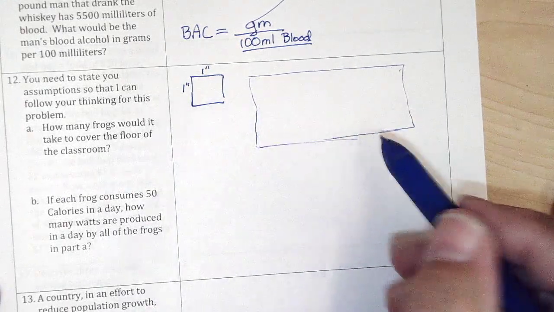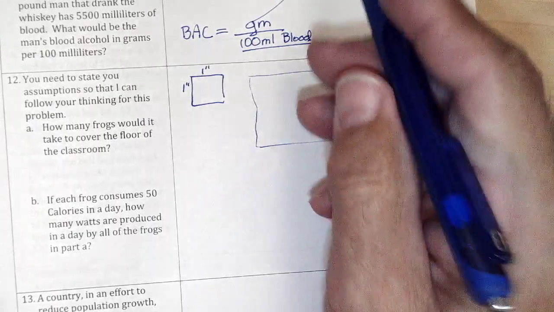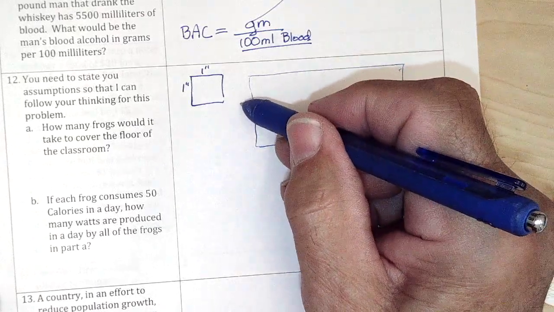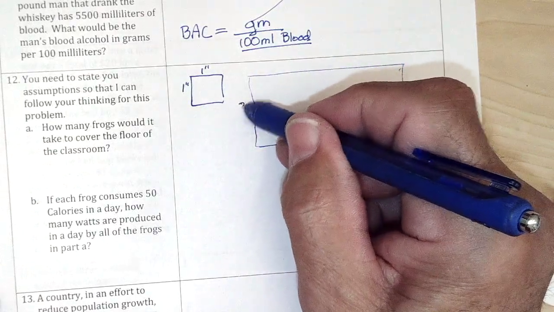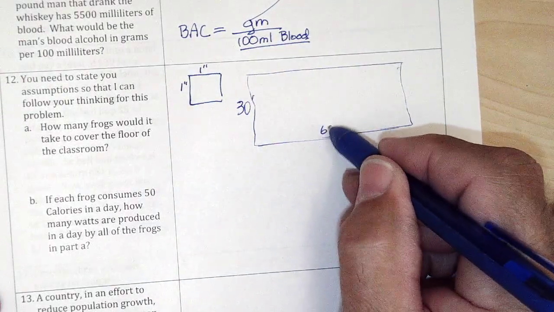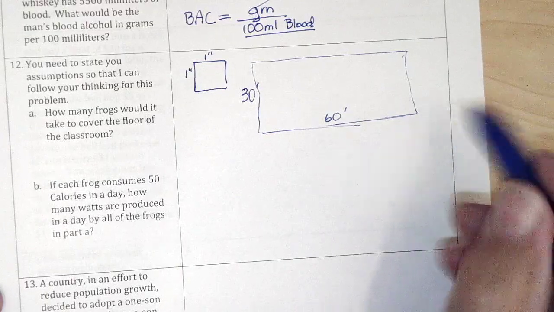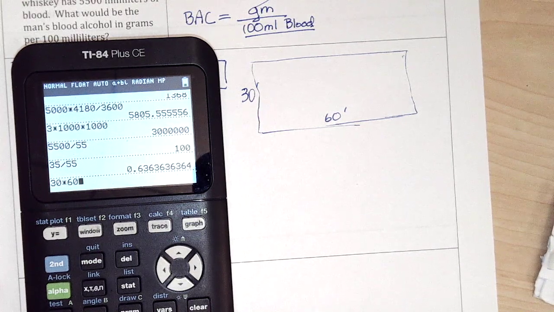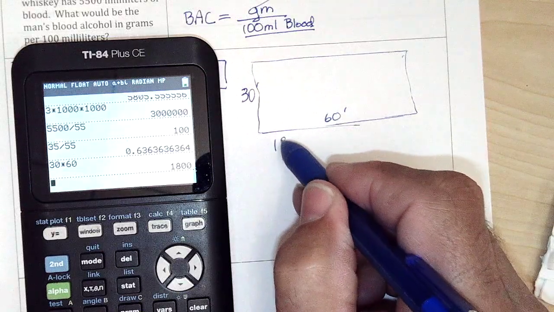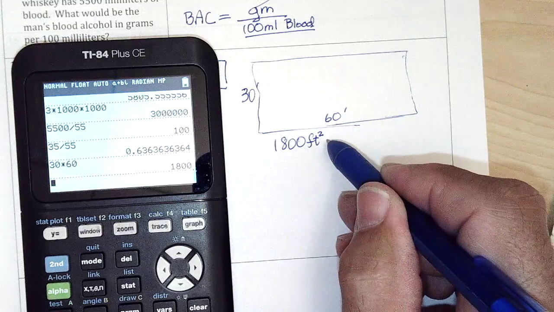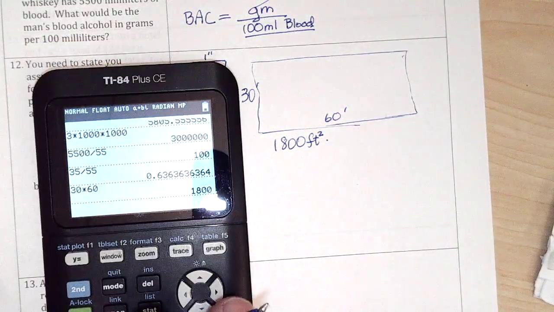So now I'm asking you to estimate. Now the classroom we're in now is probably about 30 feet by 60 feet. So the amount of square feet is 30 times 60, which is 1,800 feet squared.